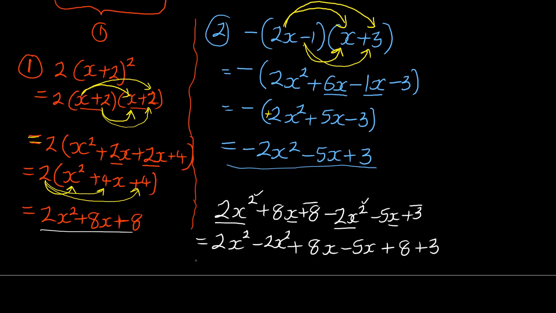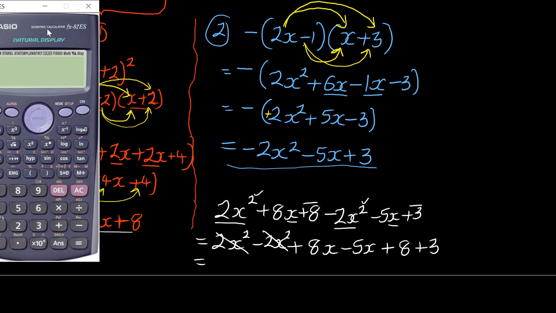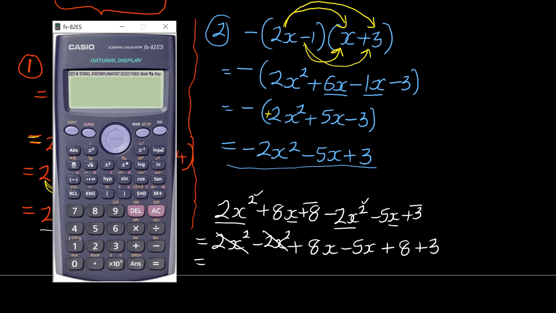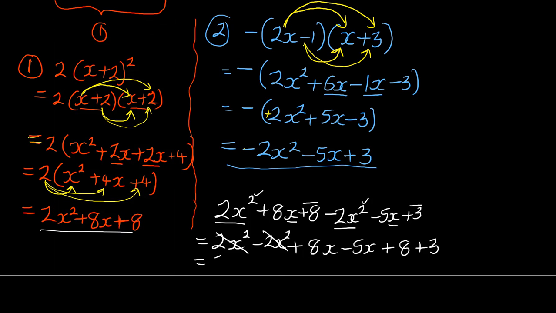So if you continue, here you can say 2x squared minus 2x squared. You say 2 minus 2, this becomes a 0. Now 8x minus 5x, you can use your calculator. Don't worry about the x and x, you focus on the numbers, which is 8 minus 5, and it gives you a 3. So you have got, in this case, 3, and then you maintain your x.